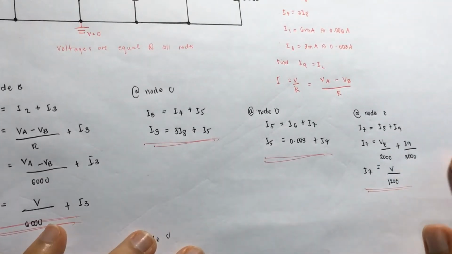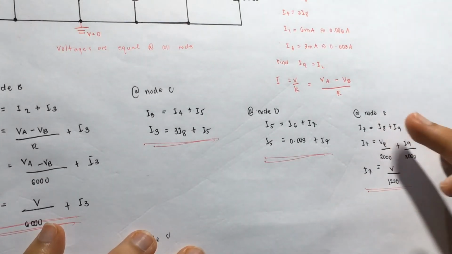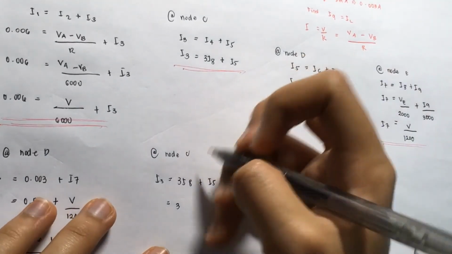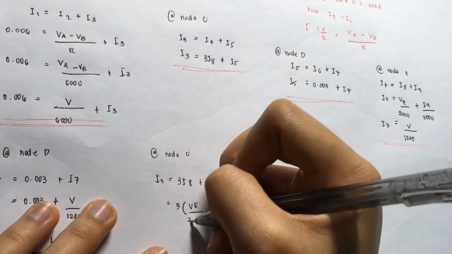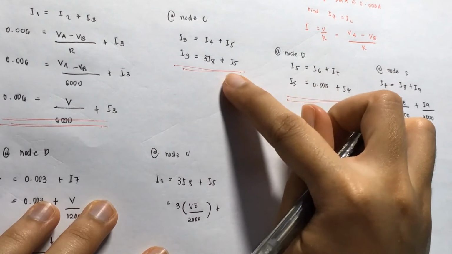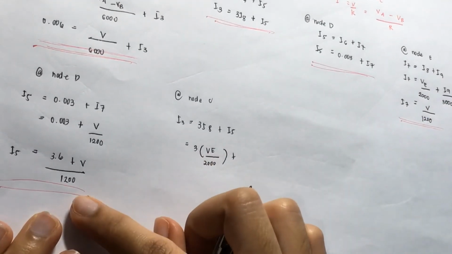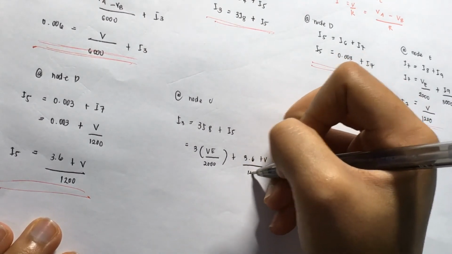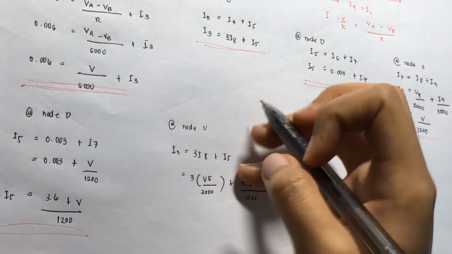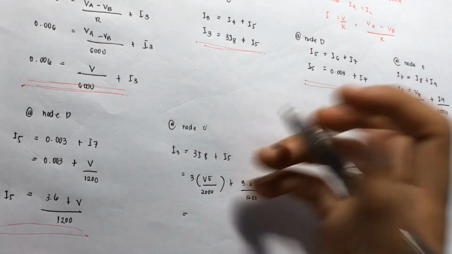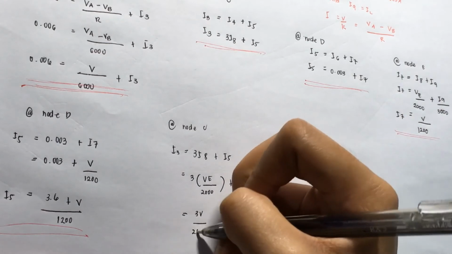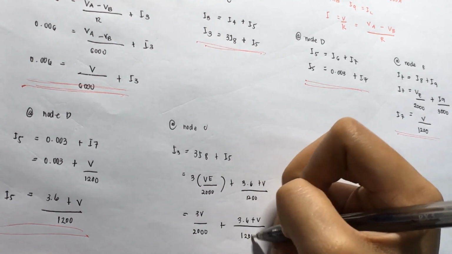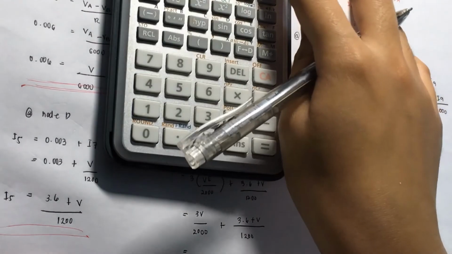Since nakuha na ta diri kang I8 nga I8 is equal to voltage of E over 2,000, ato siyang i-substitute, V over 2,000 plus I5 na atong nakuha diri, which is 3.6 plus V over 1,200. We will simplify: 3V over 2,000 plus 3.6 plus V over 1,200. Now calculate.